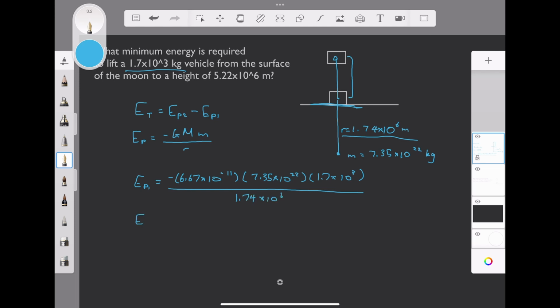So when you calculate all of this, the EP1 you get should be negative 4.8 times 10 to the power of 9 joules.